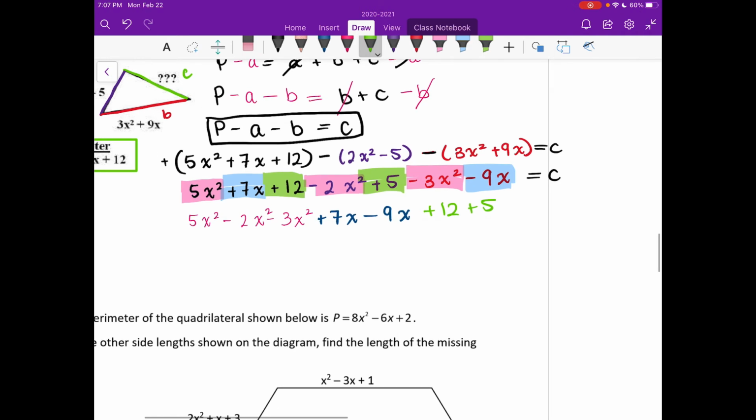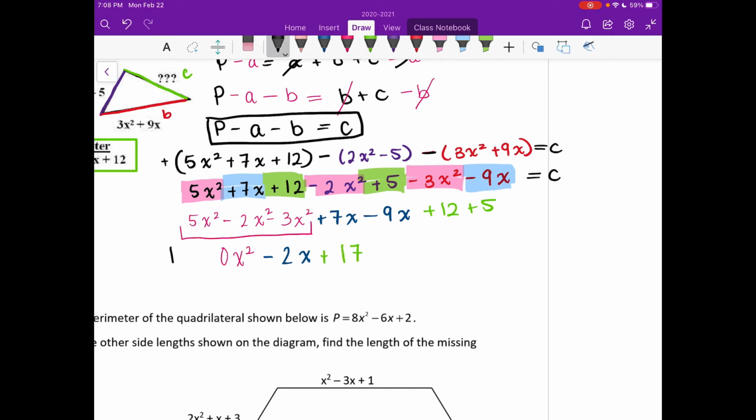So I'm going to do 5. In this situation, it's just the coefficients. 5 plus 2 is going to give me 7. Minus 3 is going to give me 4. Right? So 5 minus 2 is going to give me 3. Minus 3 is just going to give me 0. I'm a liar. It's nothing. So it's 0x squared, right? Anything multiplied by 0 is just 0, so you don't even need to write that in. I'm writing it for our purposes. We'll clean this up after. So then 7 minus 9 is going to give me -2x. And then we have 12 plus 5, which is going to give us +17.